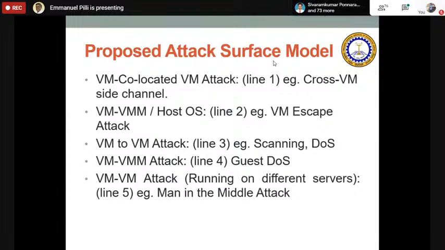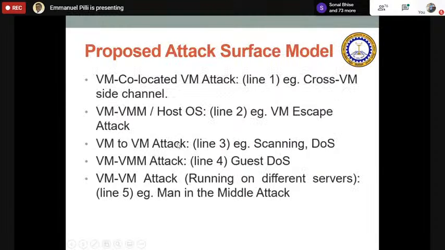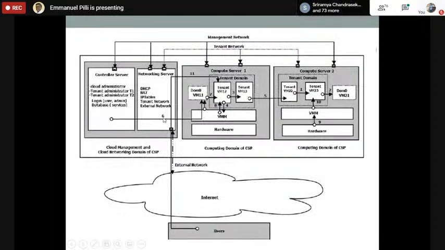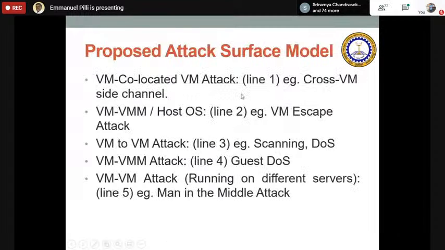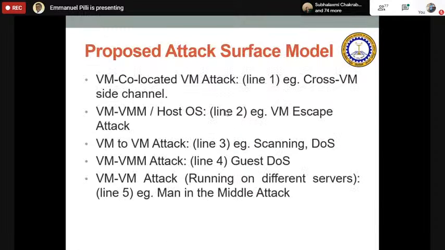Then from the VM to VMM to the host OS, you can have an attack that is called the VM escape attack. So this is 1 to 2. So you can have a VM escape attack. VM to VM, you can have scanning and DDoS attacks. So the third kind of attack is scanning and DDoS attacks. Then VM to VMM, a guest DOS attack. So that is VM to VMM. You are compromising the hypervisor. So that is another attack like the guest DOS attack.